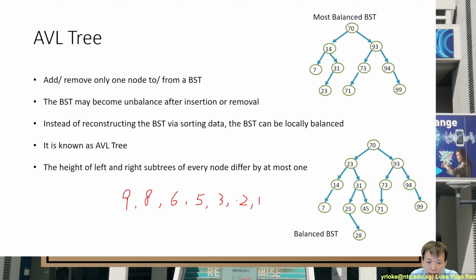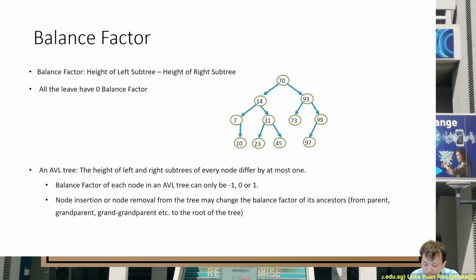So people started thinking, it's very expensive to build the most balanced binary search tree, so how do we improve it? They came up with the idea that every time I insert a node, I try to locally balance it. That's the so-called AVL tree, where the heights of the left and right subtrees of every node differ by at most 1. This is where we stopped at the last Friday lecture.